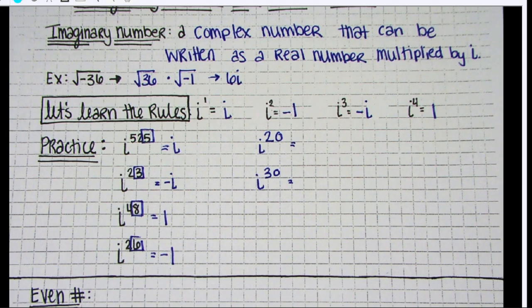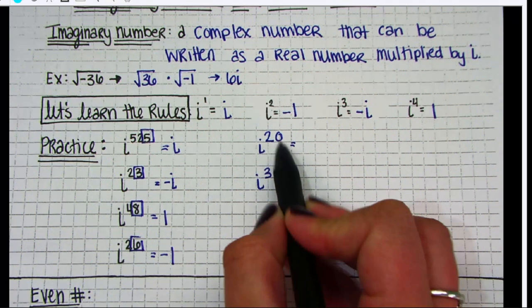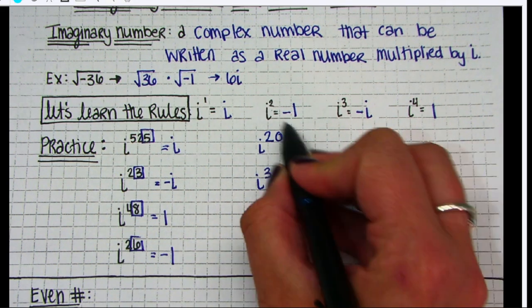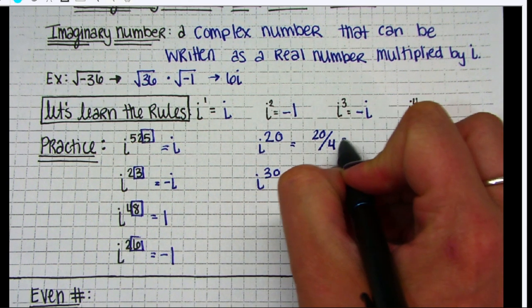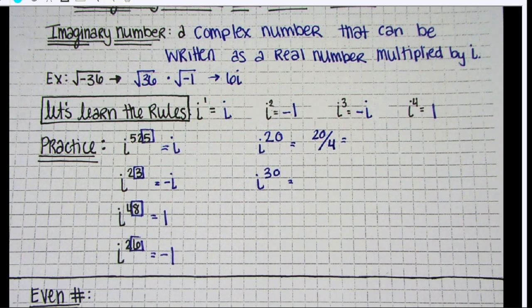Since the i pattern repeats itself every 4 times, remember when you used to divide in elementary school, you had a remainder of 1, a remainder of 2, a remainder of 3. You're going to use that same idea to help you with i. So if the exponent ends in 0, you take the whole exponent and divide it by 4. The reason we divide by 4 is because it repeats every 4, so we're looking for numbers that are divisible by 4.